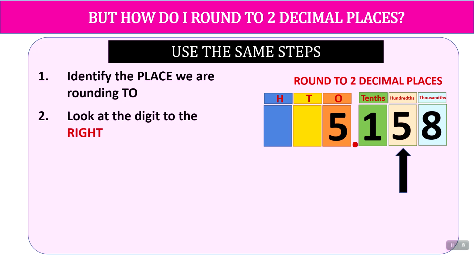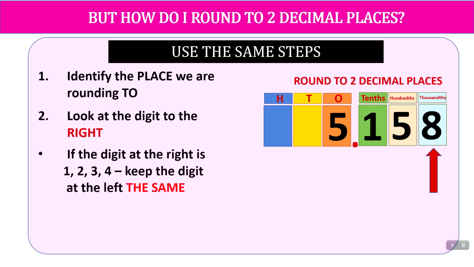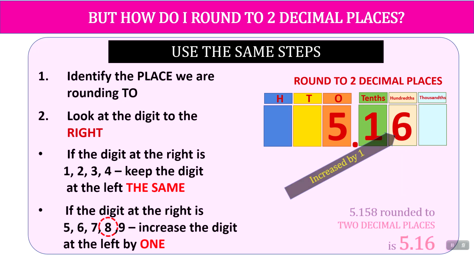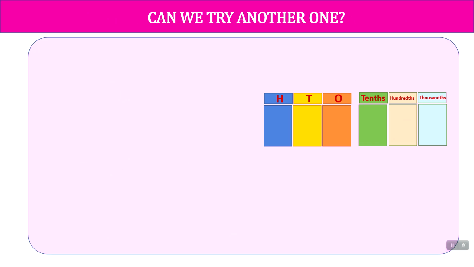And step 2, we look at the digit again to the right. In this case, it's an 8. And we say, is that digit a 1, 2, 3, or 4, or 5, 6, 7, 8, or 9? We know that's an 8, and so that is going to cause the 5 to increase by 1, giving us an answer of 5.16. The 5 increased by 1 to a 6. And so 5.158 rounded to two decimal places is 5.16. The 8 caused the 5 in the hundredths column to be increased by 1.